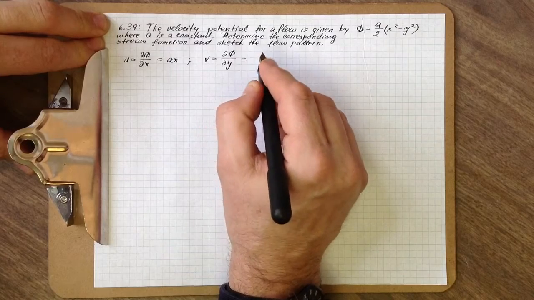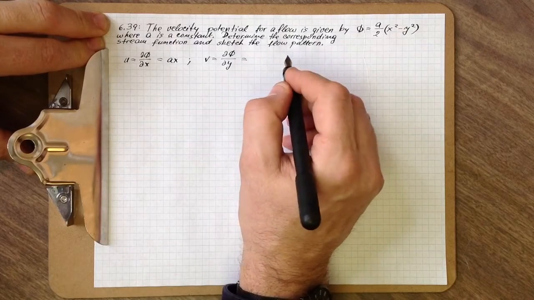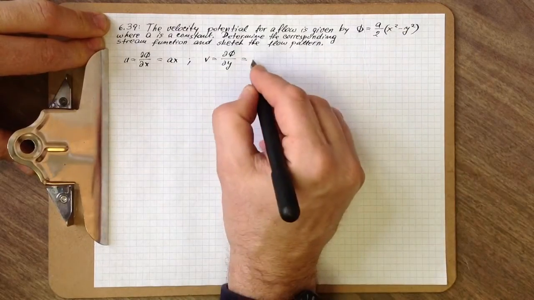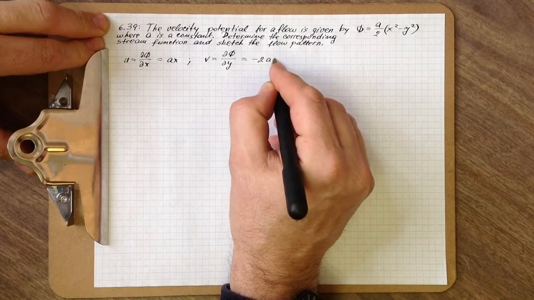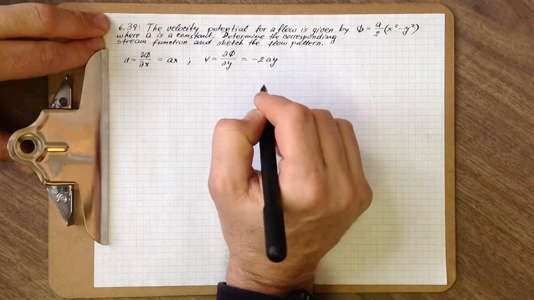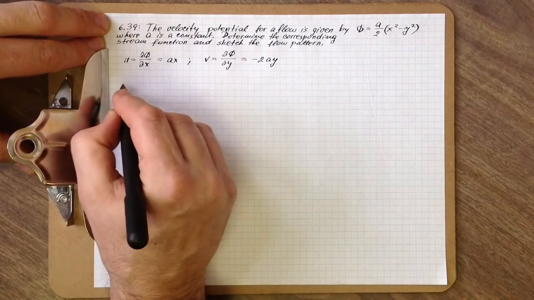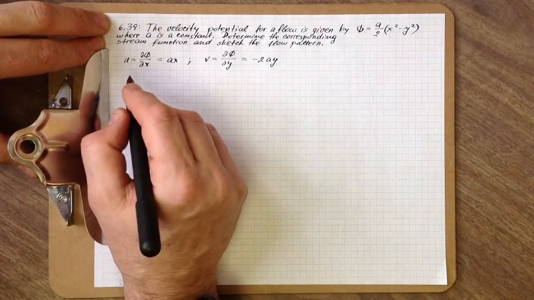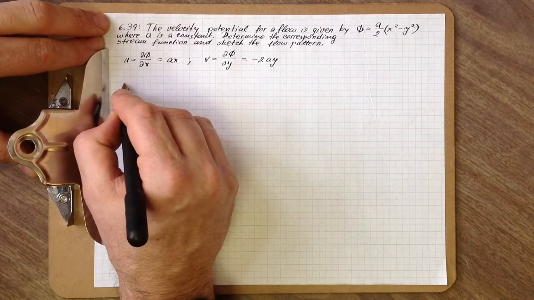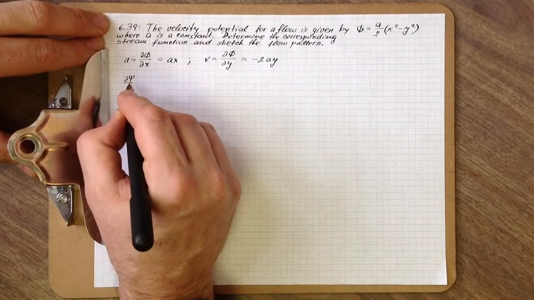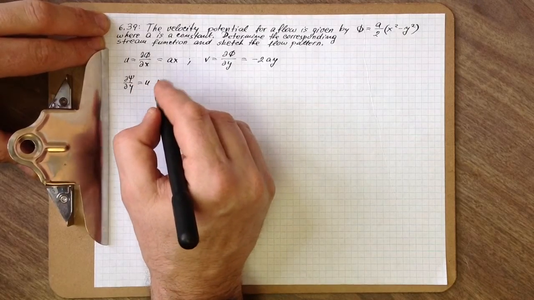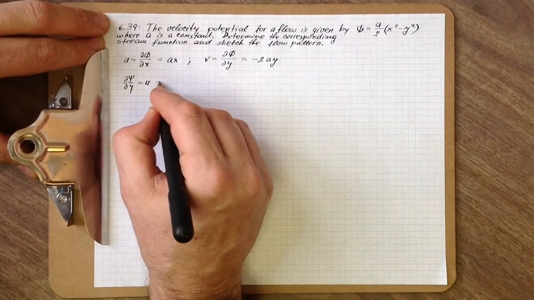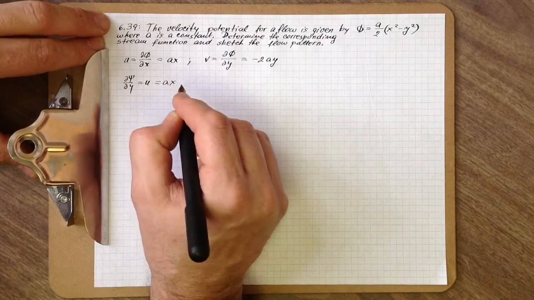So here we have basically minus 2ay for the v component. Now, delta psi per delta y is equal to u, the velocity, which is equal to ax.